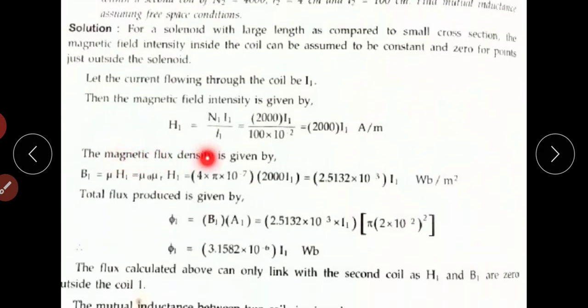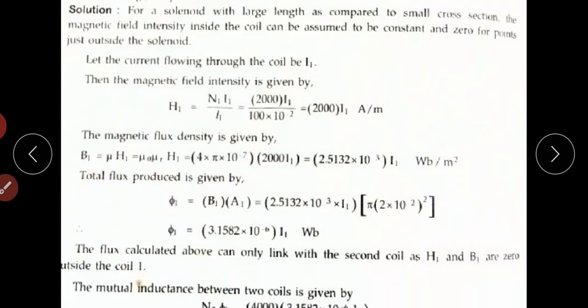Next, the flux density. We know the relation between field intensity and flux density: B1 equals mu into H1, where mu equals mu naught into mu R. So mu naught into mu R into H1, with mu naught equal to 4 pi into 10 to the power of minus 7 and H1 equal to 2000 into I1. So it equals 2.5132 into 10 to the power of 3 into I1 webers per meter square, B1.